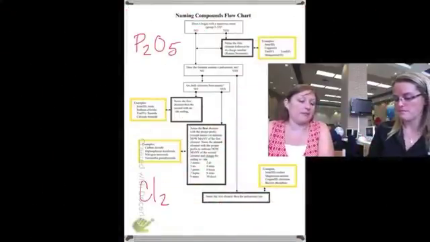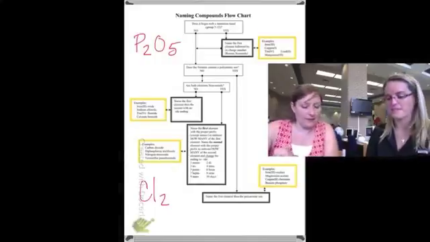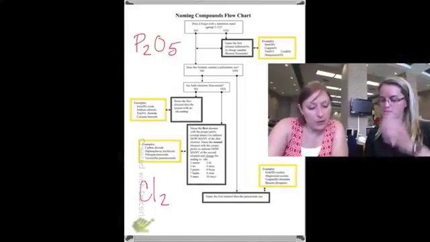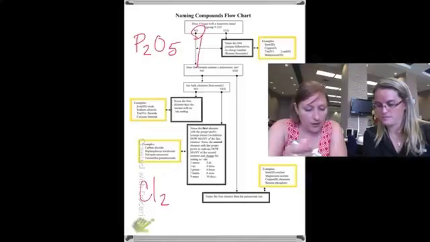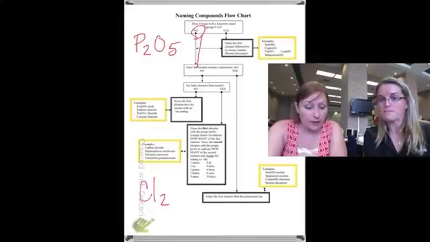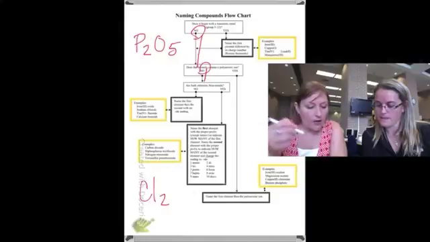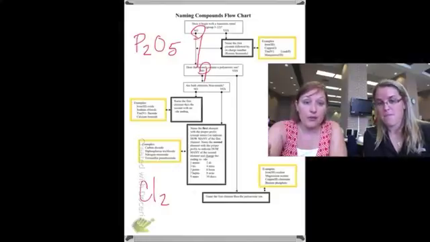All right. Ms. Russman, I'm going to see if I got a handle on this. Okay. So I have P2O5. There's no transition metal there, so I'm going to go down here. No polyatomic because I only have 2 capital letters. So I'm going to go down there. Are they both nonmetals? P and O are both on the upper right corner.